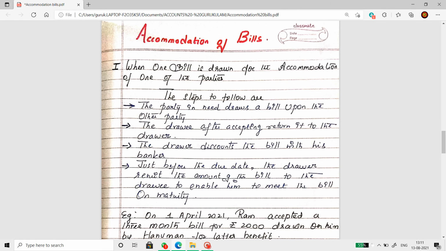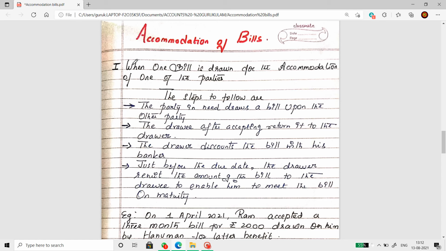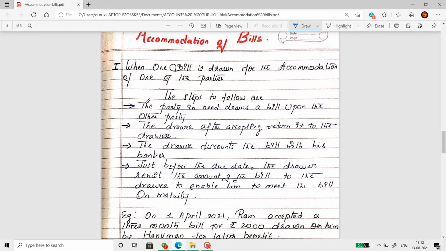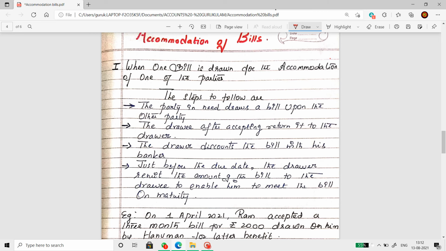Here we go. The first case, hope you remember the three cases that I've listed above. Now I've picked three questions to explain these cases. When one bill is drawn for the accommodation of one of the party, steps to follow: the party in need draws a bill upon the other party. The drawee, after accepting, returns it to the drawer.